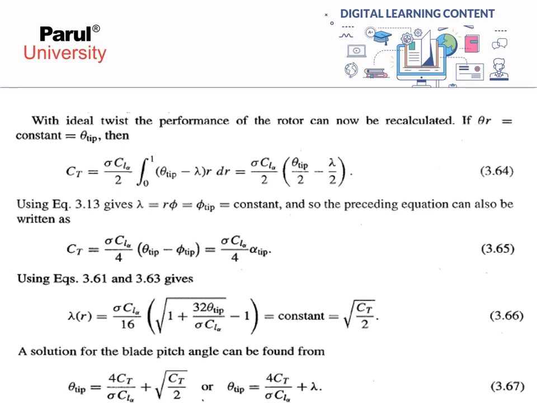Using equations 3.61 and 3.63 gives λ(r) = σ·Cl_α/16 times [square root of (1 + 32·θ_t/(σ·Cl_α)) − 1], which is a constant equal to the square root of Ct/2. A solution for the blade pitch angle can be found: θ_t = 4Ct/(σ·Cl_α) + square root of Ct/2, or θ_t = 4Ct/(σ·Cl_α) + λ.